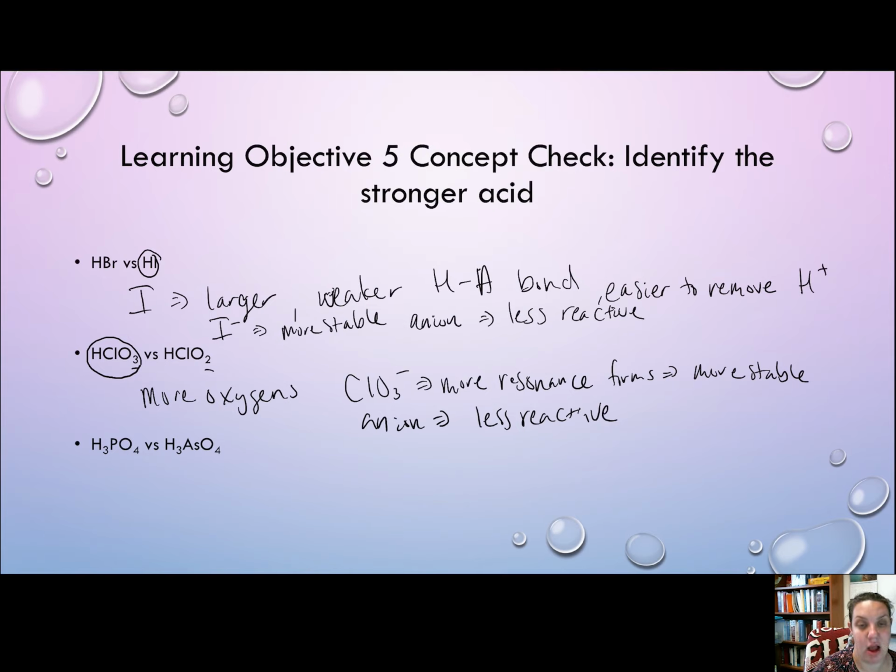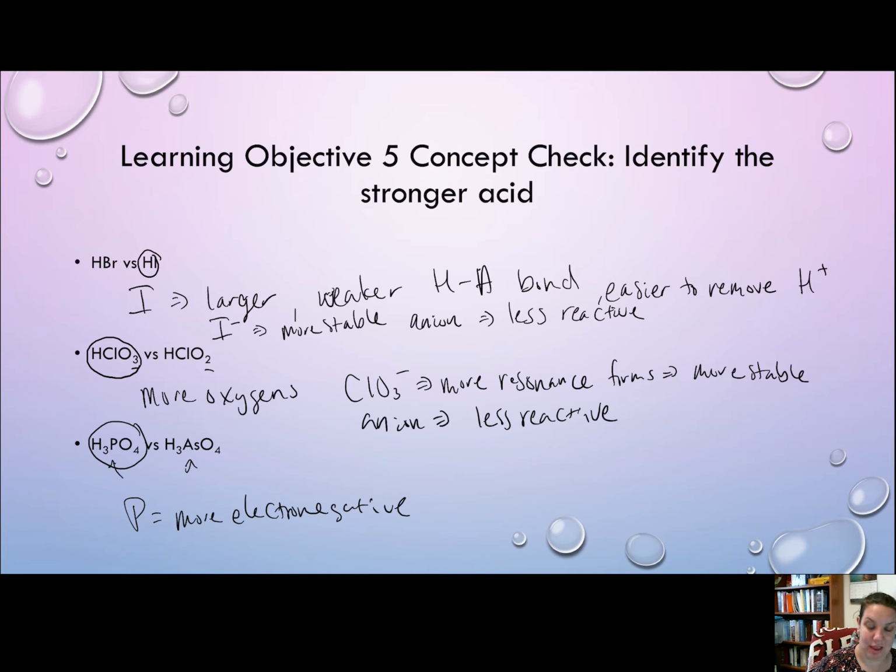Okay, next one, we're comparing H3PO4 versus H3AsO4. Phosphorus is more electronegative, so this would be the stronger acid. So because it's more electronegative, it's pulling more electron density away from it, and that oxygen-hydrogen bond is becoming weaker.